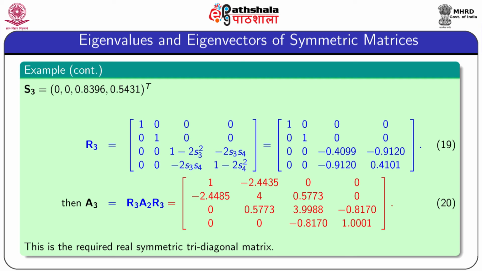Now, from this tridiagonal matrix, we can find all eigenvalues and eigenvectors of the given matrix A using the method described in section 2. That means we have described one method to find all eigenvalues and eigenvectors of a real symmetric tridiagonal matrix. So, the Householder method gives all eigenvalues and eigenvectors of a given real symmetric matrix.